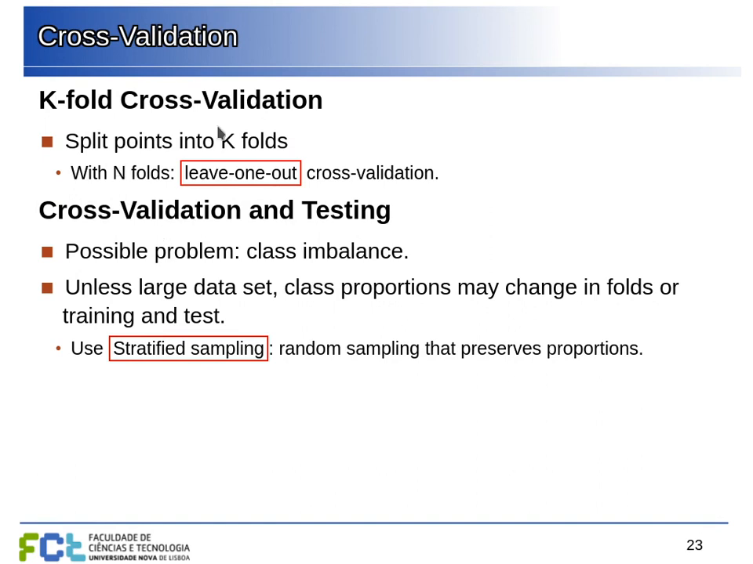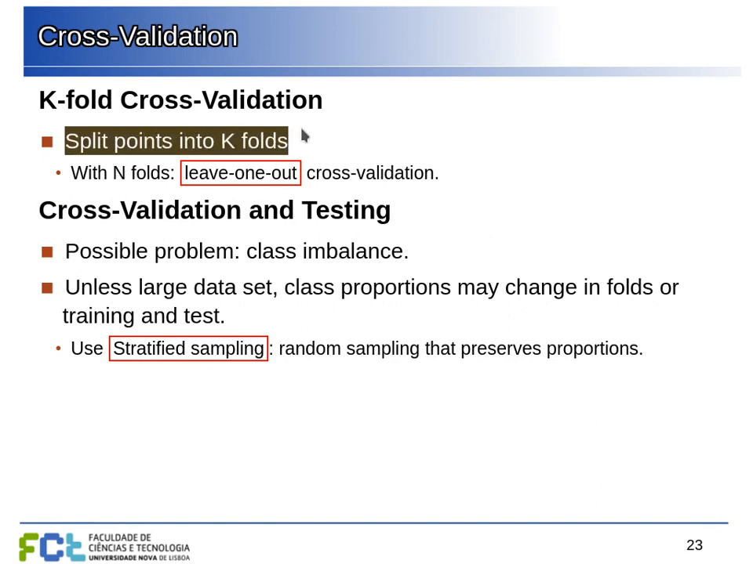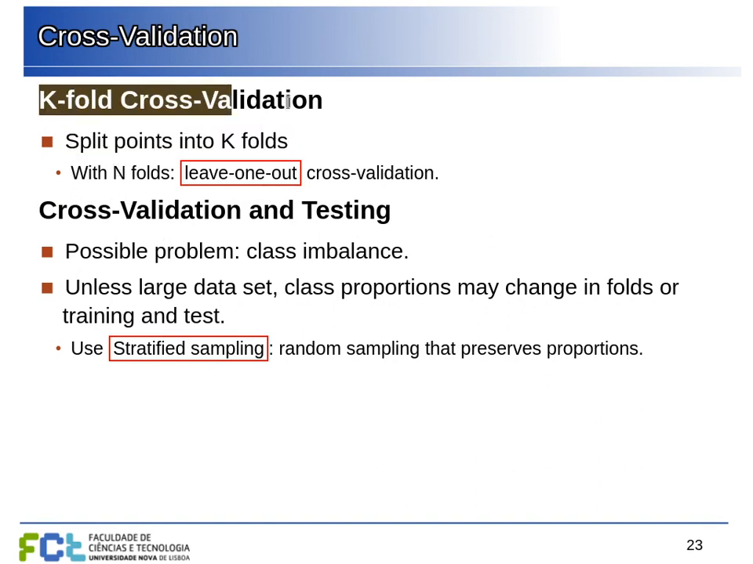So what we're doing here in cross-validation is splitting the data into K-folds. This is K-fold cross-validation. We train our model with all folds but one, leaving one out for validation, and then we repeat that K times and average the validation error.